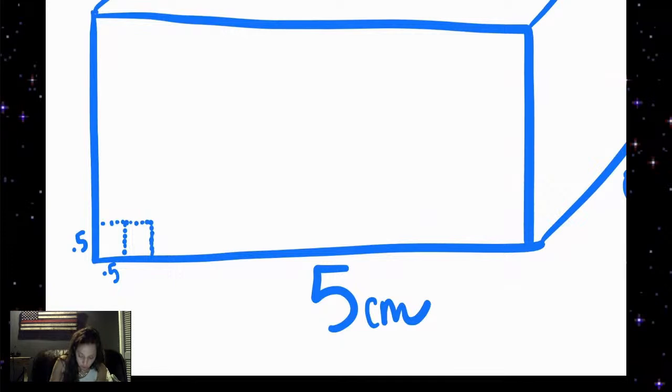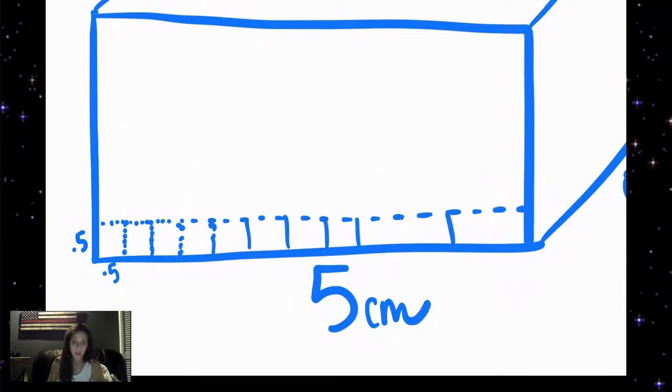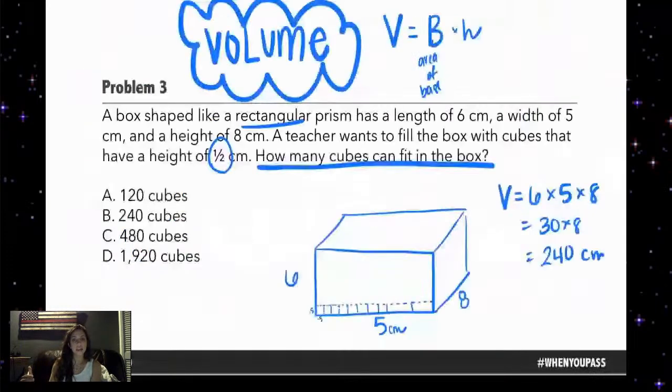And if 2 makes a whole centimeter, it's going to take 10 of them. 1, 2, 3, 4, 5, 6, 7, 8, 9, 10. Those are really not to scale, but that's okay. It's going to take 10 of them to stretch across that entire thing because they're each a 1/2 centimeter. So to make a whole centimeter, it's 2. So instead of 5 centimeters, I'm going to say that this is 10 cubes.